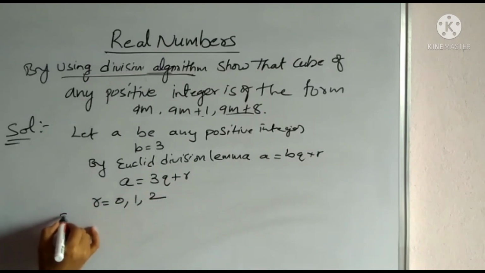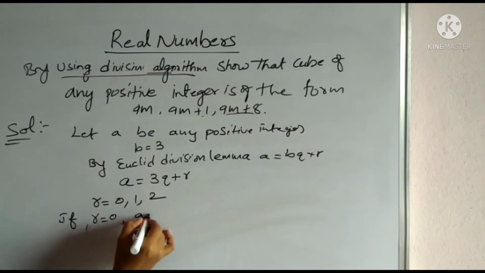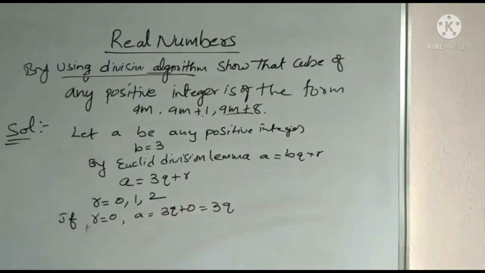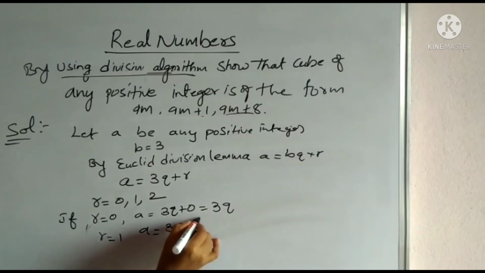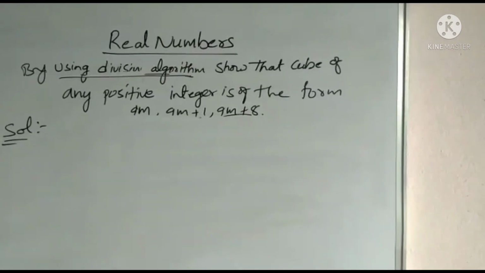If r equal to 0, then a is equal to 3q plus 0, that is 3q, right? If r equal to 1, a equal to 3q plus 1. If r equal to 2, then a equal to 3q plus 2. So these are the values for any positive integer a. We got 3 values, right? Now we have to cube these 3 values. Okay, moving on. We will cube this. So what is the first a value? A equal to 3q in the first case.